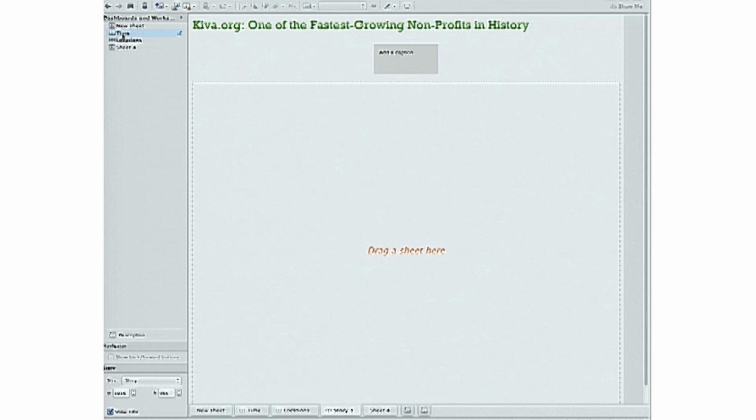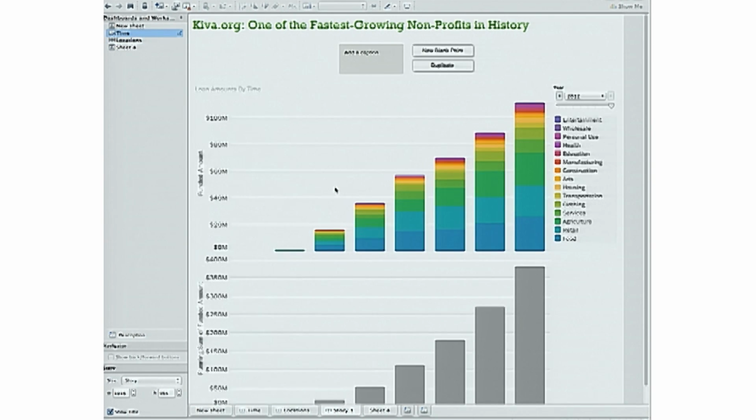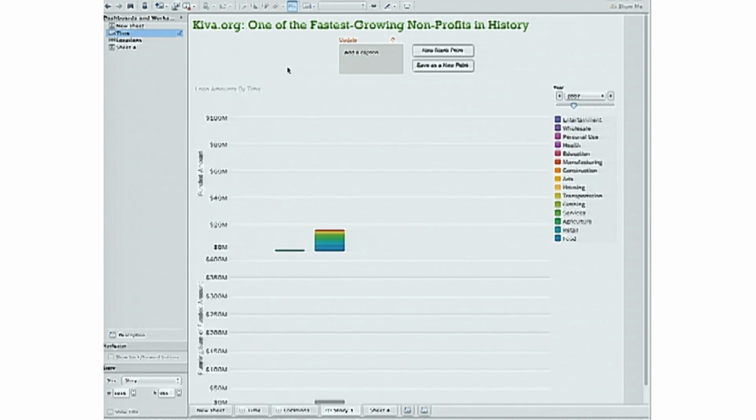And let me start with the time view, and let me show you how quickly you can tell a story in Tableau. So here's the first view. I think I'm going to start with a sort of a historical story. So I'll wind back to 2007 and say something like, Kiva started in 2004 and took off in 2007. Hard to type.